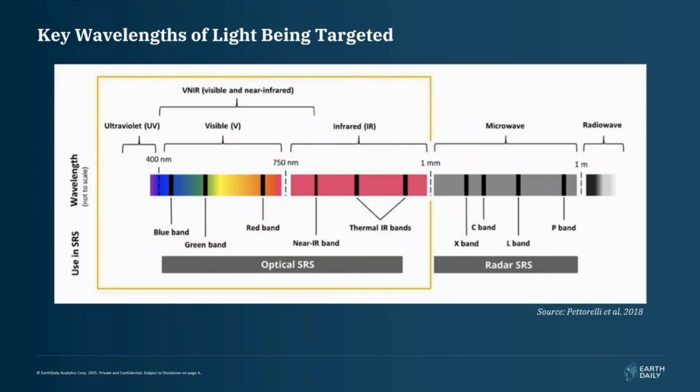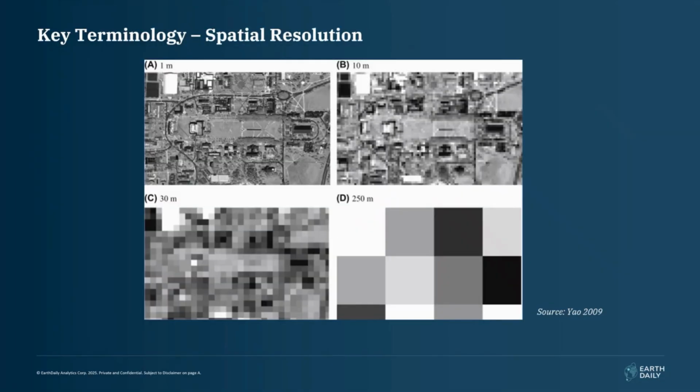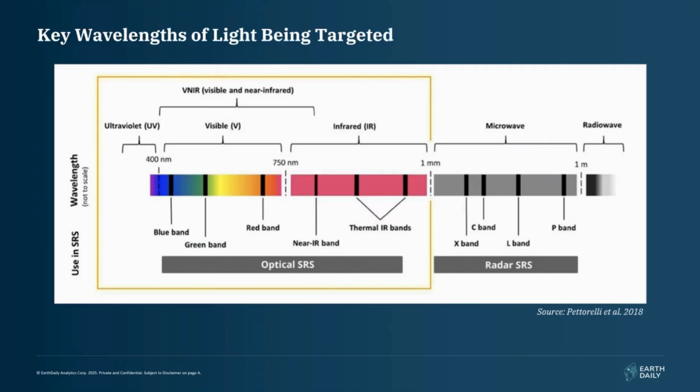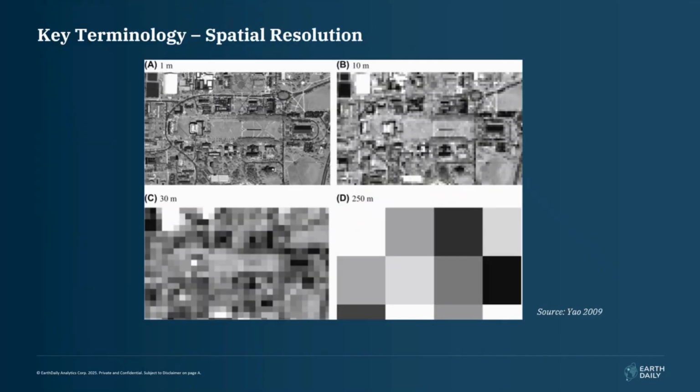The key wavelengths of light we're going to be looking at are primarily the visible to near infrared and into the shortwave infrared for remote sensing. We're looking in the thermal quite a lot as well. But for the purposes of today, we're really going to be focusing on the visible to near infrared and shortwave infrared. It's where a lot of the optical sensors are collecting at the moment.